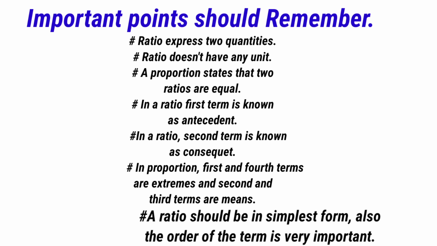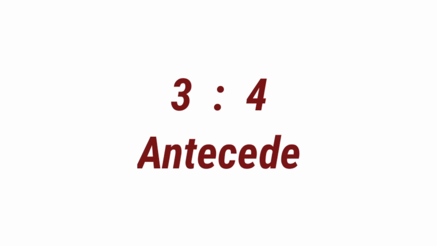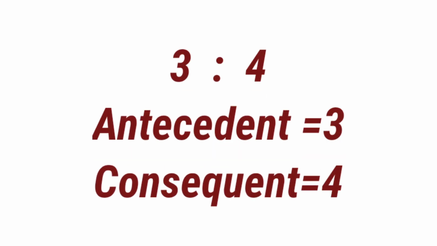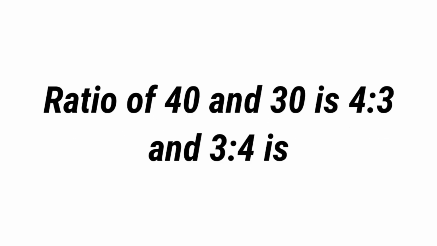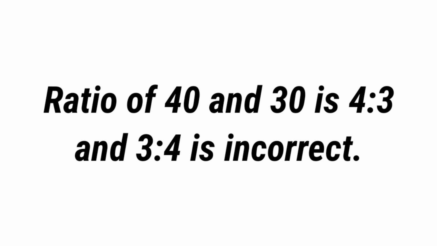Order is very important. Let's see what are antecedent and consequent. Here 3 is the antecedent and 4 is the consequent. And how to write in simplest form? 40 and 30. We must write 4:3, not 3:4.